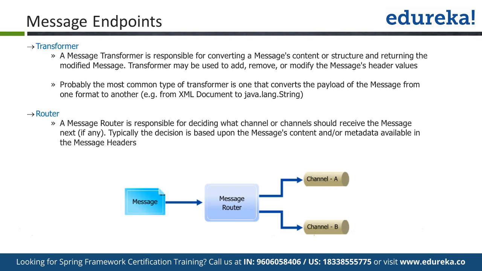Then we have a router, which simply routes your messages. A message router is responsible for deciding what channel or channels should receive the message next. Typically, the decision is based upon the message's content and/or metadata available in the message header. For example, you have one application created and the job of that application is to generate bulk output.